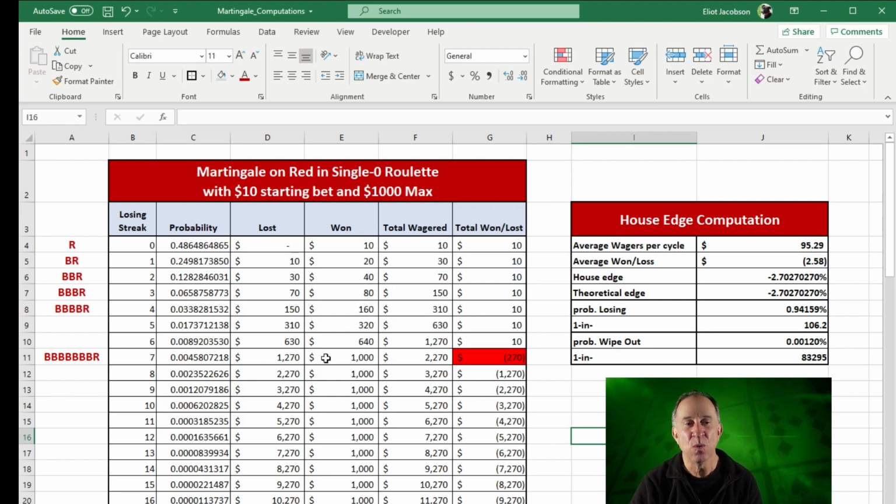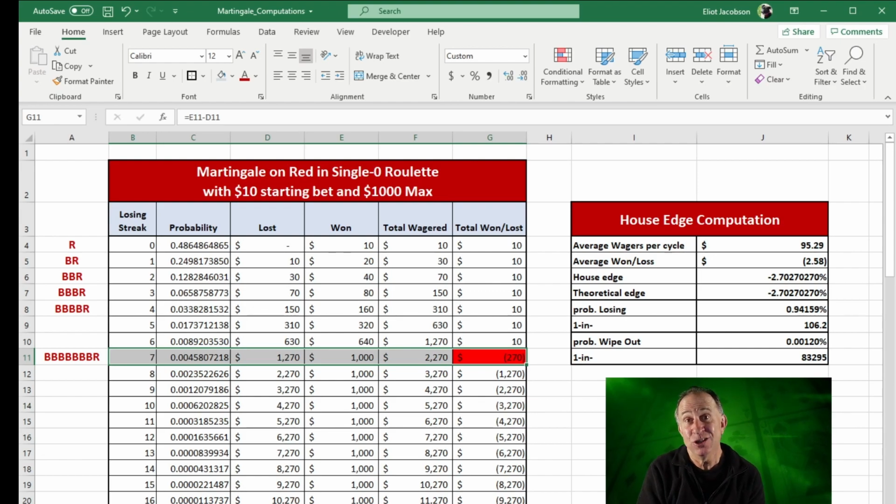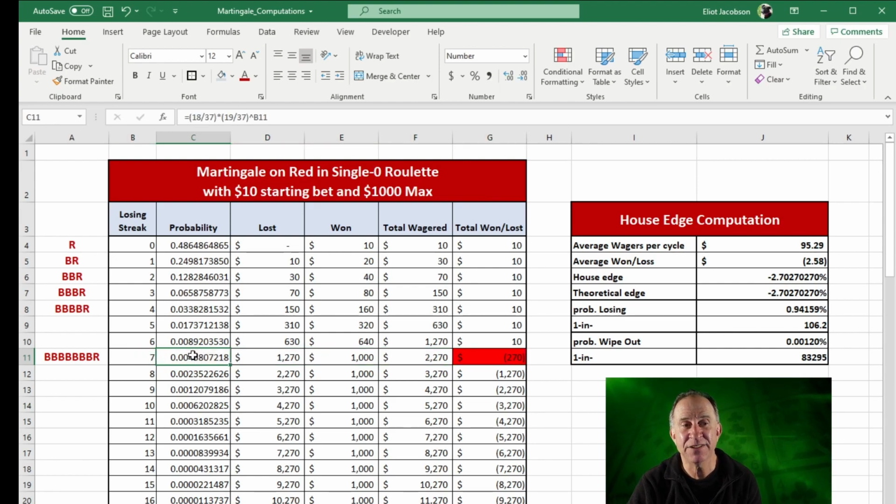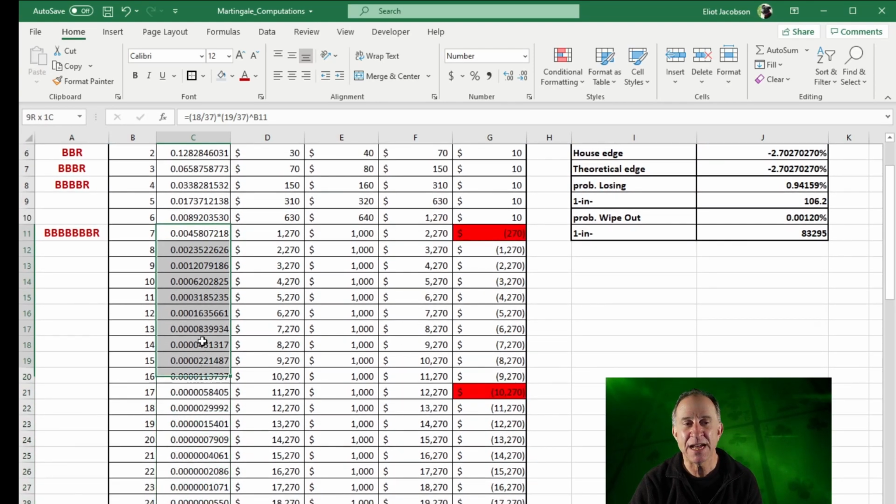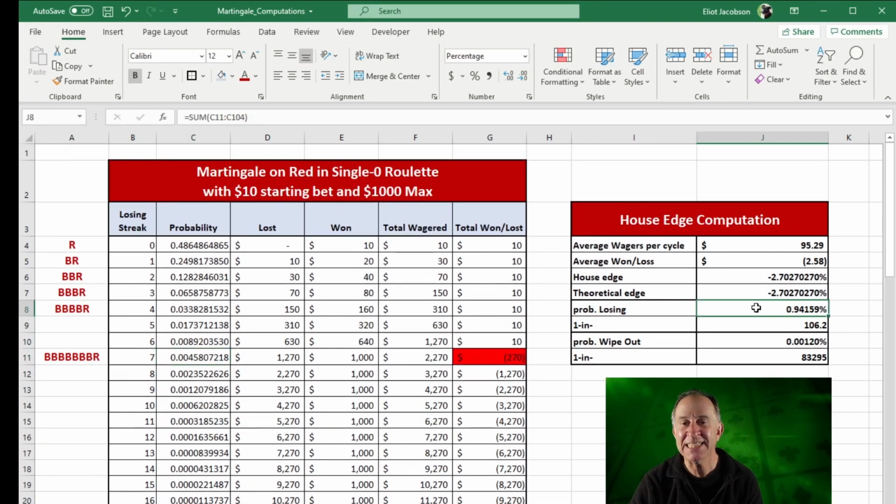Now, if we actually ask, what is the probability of this particular thing happening? Then all we're asking is, what is the probability that I lose? Well, that's simply going to be anytime I get 7 or more losses in a row. And so I simply add up all of these probabilities going down the column from here. I simply add all those up, and that tells me that my probability of losing in single zero roulette on any one of these cycles, playing until you win, my probability of coming out of that cycle as a loser is going to be the sum of all of these numbers going down. That comes out to about 0.94%, or about a 1 in 106 chance. So about once out of every 106 cycles, martingale cycles, I will come out a loser.